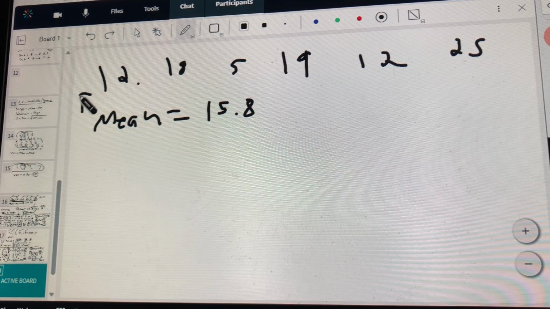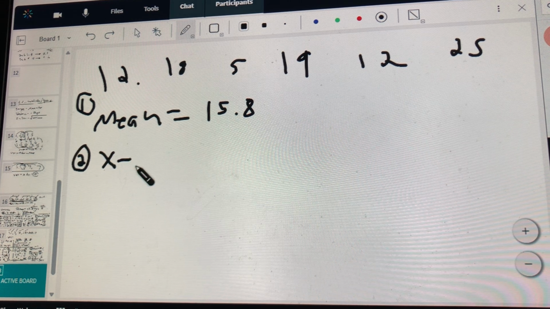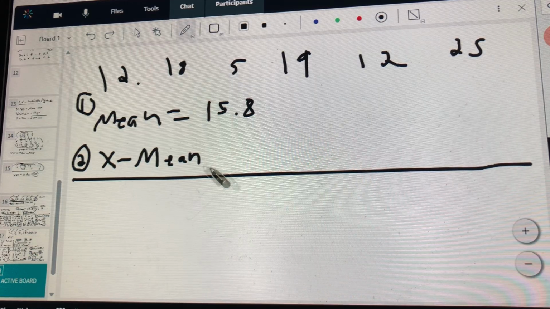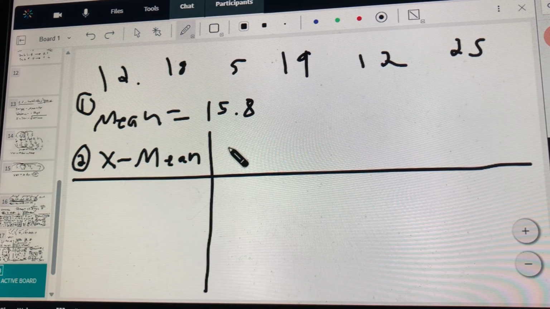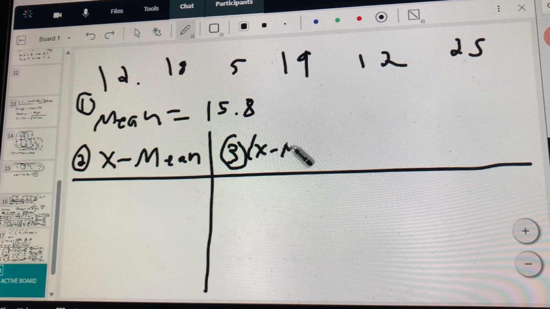So step 1, find the mean. Step 2, do each given number minus the mean. And even though there is a small decimal here, I would go ahead and do step 2 and step 3 at the same time. It'll be less typing if you do that.